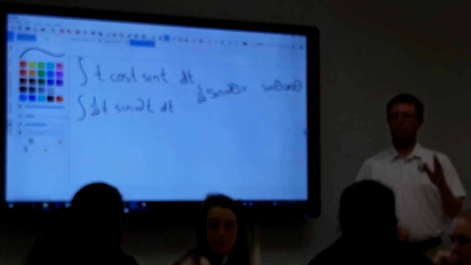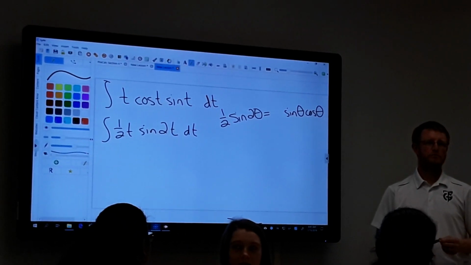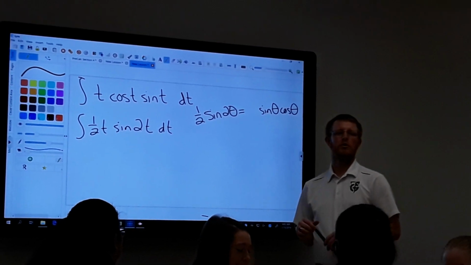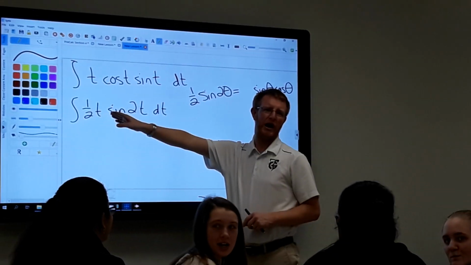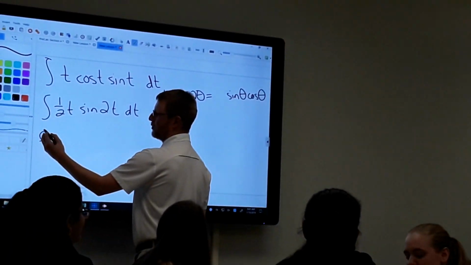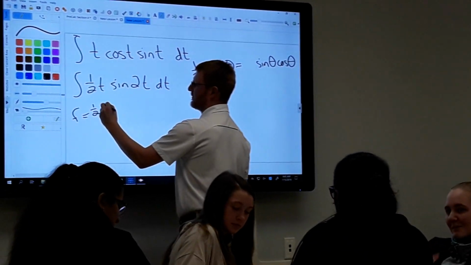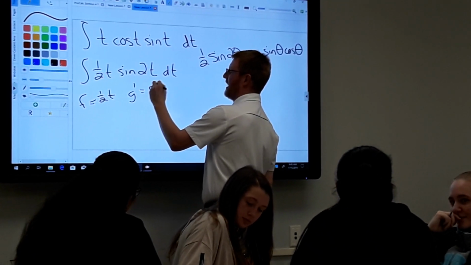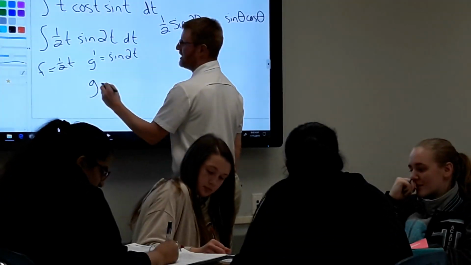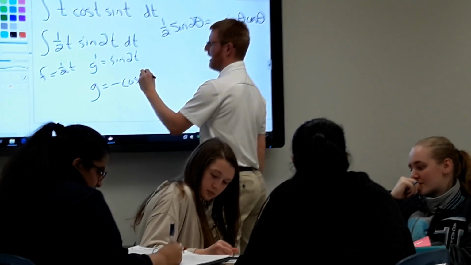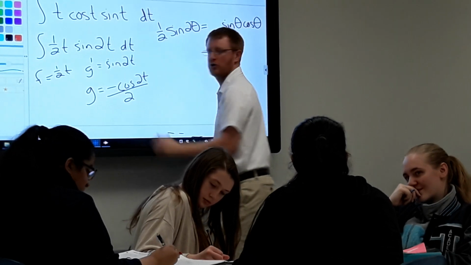I don't want to go through a ton of stuff. Cole, if you're somehow still listening to this, I apologize for the amount of blur, but there's quite a lot of motion going on. This would actually be your g prime. So f would be 1/2 t, g prime would be sine of 2t, and your g would be negative cosine of 2t divided by 2. You with me? No. My arm is getting tired.